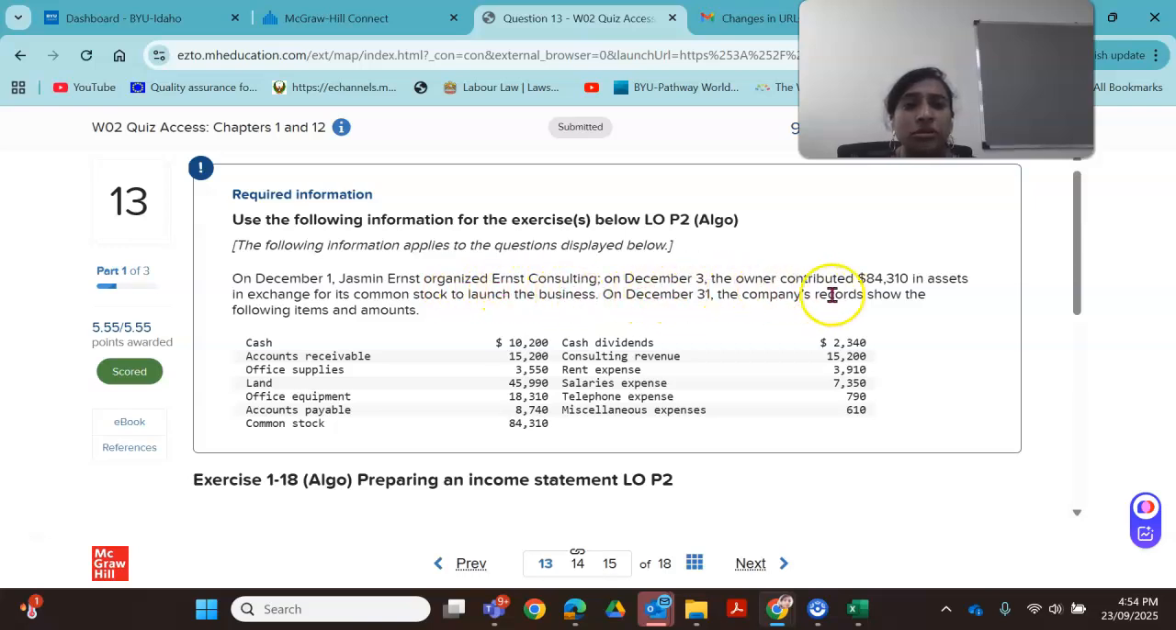On December 3rd, the owner contributed $84,310 in assets in exchange for its common stock to launch the business. On 31st December, the company's records show the following items and amounts. So all these details are given in the question.